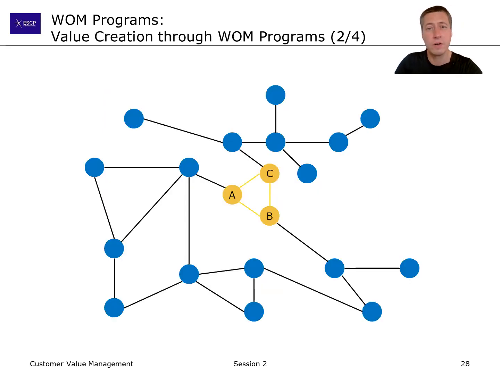Now, the problem, however, is that customer A, B, and C are in most cases a part of a very large social network where there are multiple participants in the word of mouth program. So it can be really hard to attribute the value of customer A and the amplified customer equity to one specific customer.